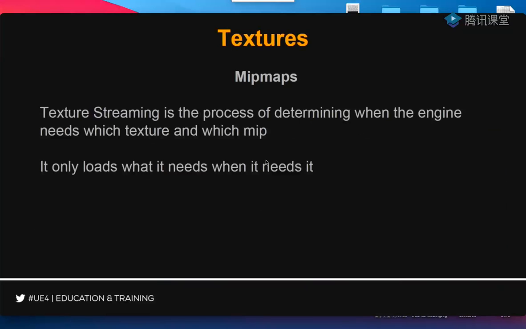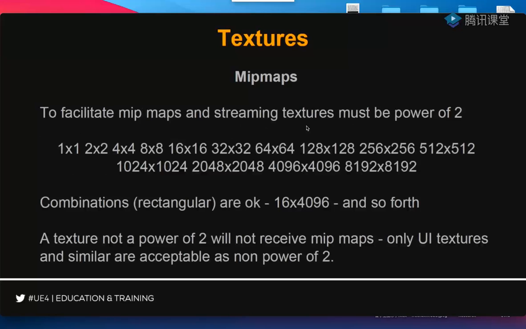So texture streaming is a way of handling the MIP map, or which MIP we want to use. To use a MIP map, the texture image should have a size of 1x1, 2x2, 4x4, or this power of 2, okay? So a combination is okay. So 16x2, 4096 is okay, because they are all powers of 2. If the texture is not a power of 2, you will never get a MIP map, but it's possible, because for UI textures, for the user interface, we don't need a MIP map, because this is only one map. We don't need to store all these MIP map levels.